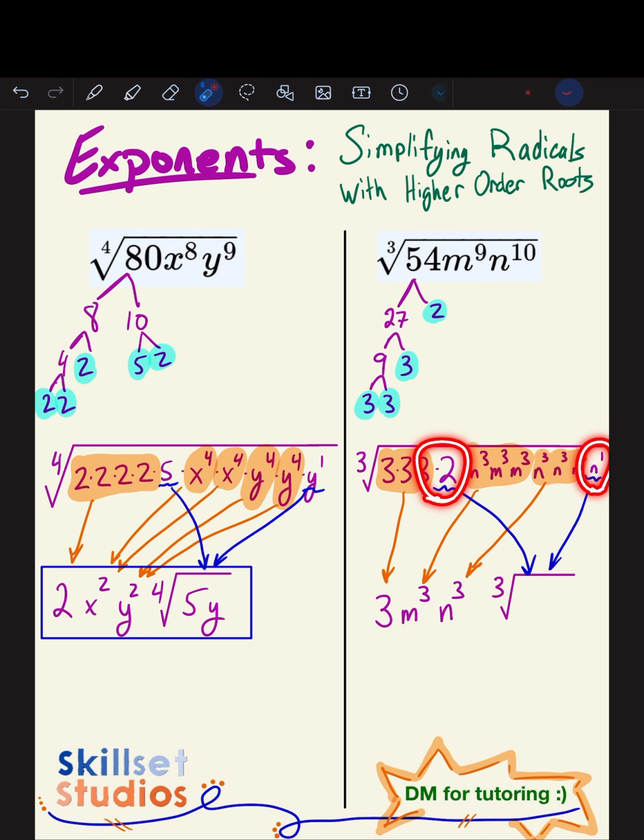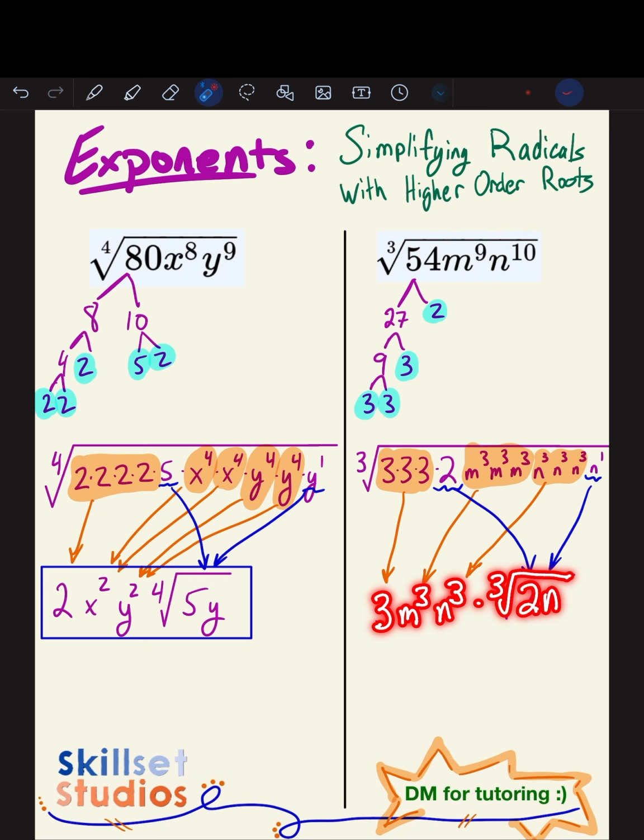Now we have this 2 and this n to the 1 left over, so they will stay inside of the radical. So we get 3 times m to the 3 times n to the 3 times the 3rd root of 2n as our final answer.